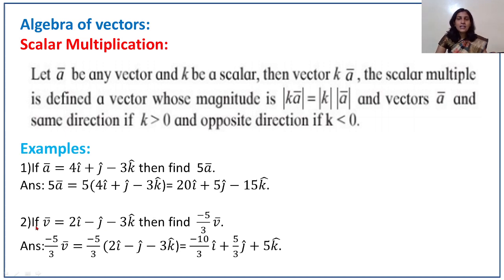Next, another example. If v bar is equal to 2i cap minus j cap minus 3k cap, then find minus 5 by 3 v bar. Minus 5 by 3 v bar is equal to minus 5 upon 3 into that vector. Just multiply: minus 5 into 2 is minus 10 by 3 i cap. Then minus minus gets plus, so plus 5 j cap upon 3. Minus minus again gets plus, the 3 gets cancelled, so it is 5 k cap.